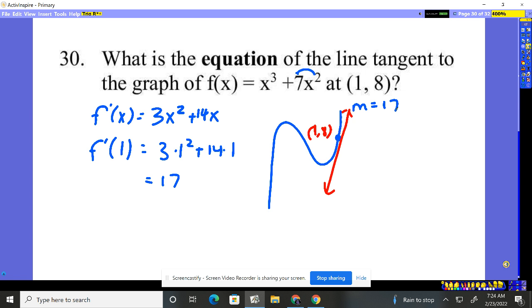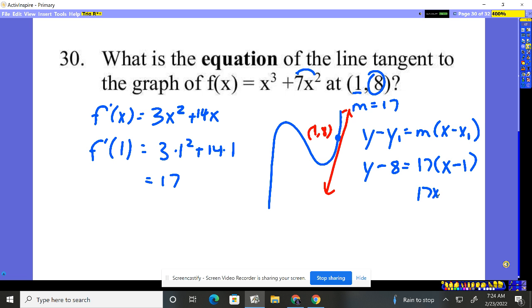So we have the slope. We now need the equation. Well, the equation is always y minus y sub 1 equals slope times x minus x sub 1. y minus, what's your y sub 1? 8. So y minus 8. What is the slope? We just discovered it to be 17. And the x value is 1. So 17x minus 17. I just distributed the 17 through. Now I add 8 to both sides, and I'm going to have the answer. y equals 17x minus 9. That is the equation of that red line there.